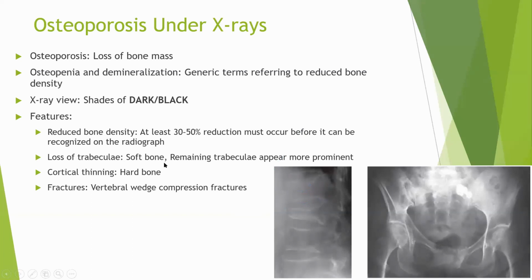So loss of trabeculae or soft bone, and then cortical thinning or hard bone, and ultimately look at that. If someone does have severe osteoporosis, there will be compression fractures right over here. As you can see, this is actually from one of the articles which said that this is T4, thoracic 4, T or D, dorsal spine or thoracic spine, fourth vertebra. There is a wedge fracture right over here, as you can notice. So this is because of the osteoporosis.